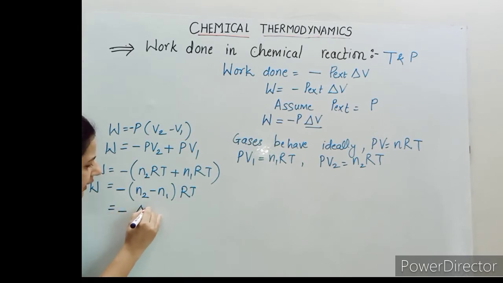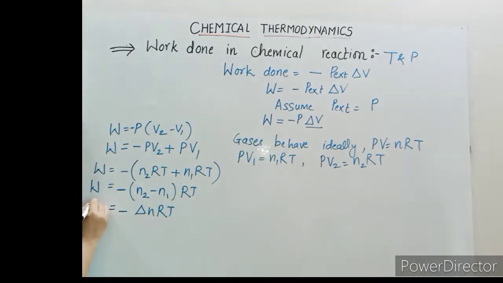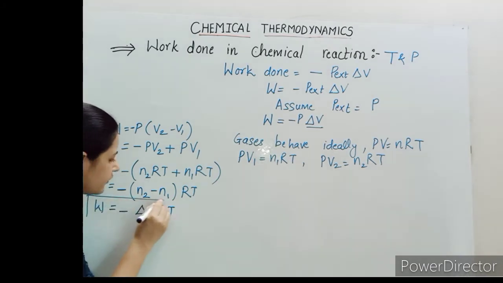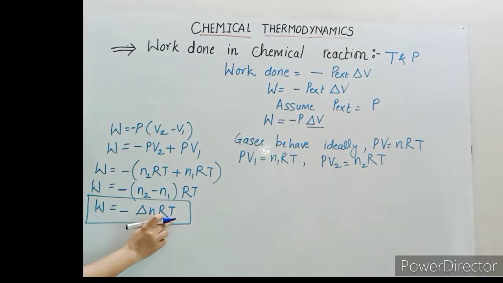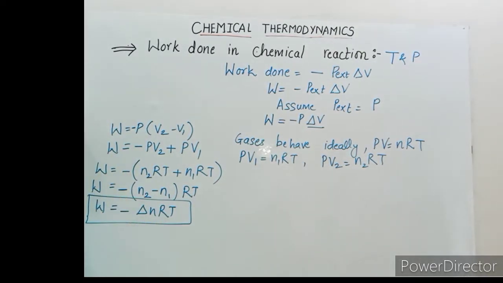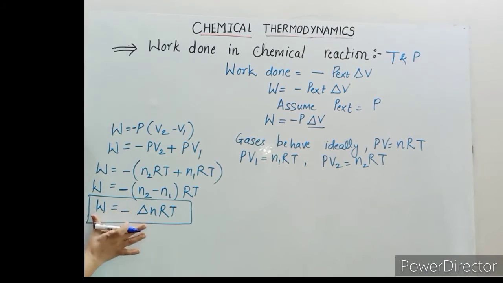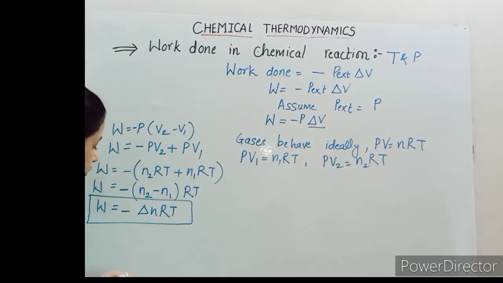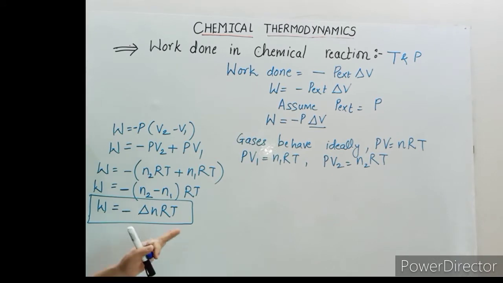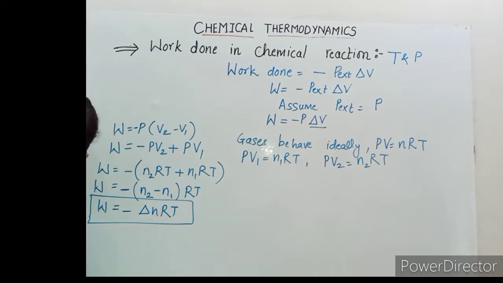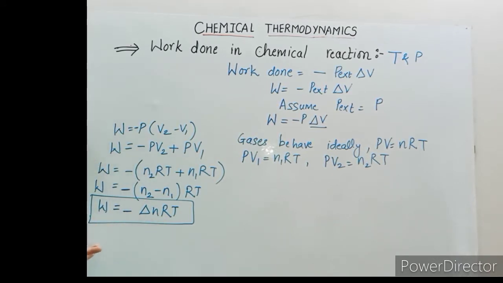So minus delta N RT. This is the work done for a system at constant temperature and constant pressure. Now, अब ये जो work done है, अगर आप इस expression को use करोगे, then you can find out whether the work is done by the system or work is done by the surrounding. So how can we find it out?